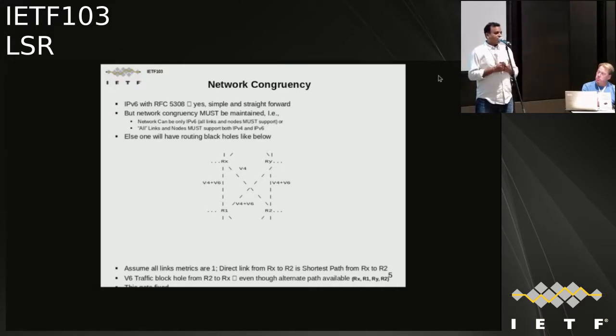You have adjacency formed, so the shortest path tree will go to R2 using that link, but unfortunately there's no v6. You get a traffic black hole there, despite there being an alternate path, Rx, R1, Ry, R2. That's not going to be used because the shortest path is Rx to R2. So this is the black hole issue, and there are only two ways to fix this: either you enable v6 there or move to MT, because debugging this kind of problem is extremely difficult in big networks. Next slide, please.